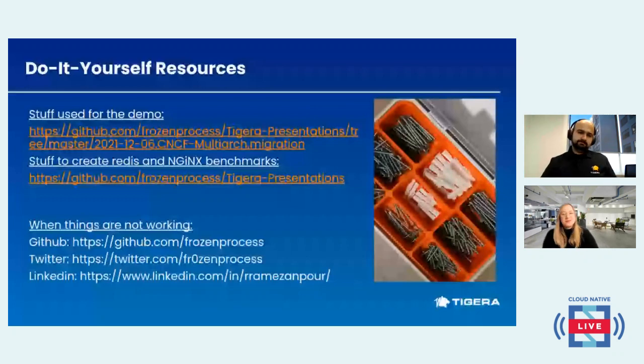So I talked about how to run a Kubernetes cluster with multiple CPU architectures and how to migrate your containers to work on ARM. I strongly believe that you can save a lot of money and resources if you start converting some of your workloads to run on ARM.